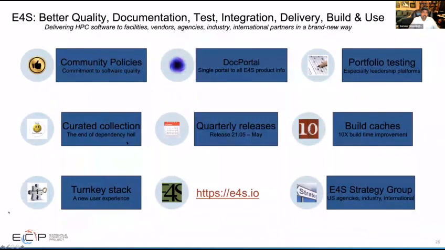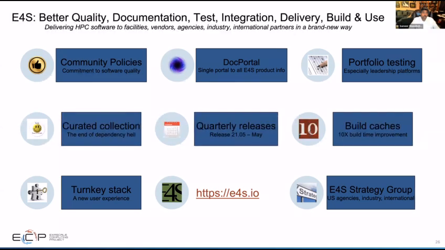It's guided by community policies, which helps improve the software quality. We have a doc portal, which gives us the product information. We have portfolio testing. You can think of E4S as a curated collection of software packages that aims to have better quality documentation, test integration, delivery, build and use, delivering the HPC software to facilities, vendors, agencies, industry, and international partners in a completely different way.